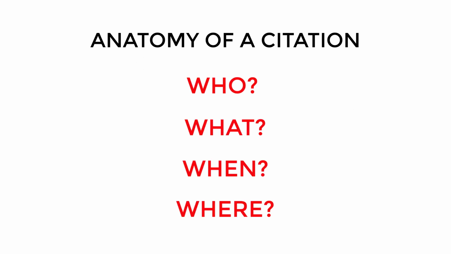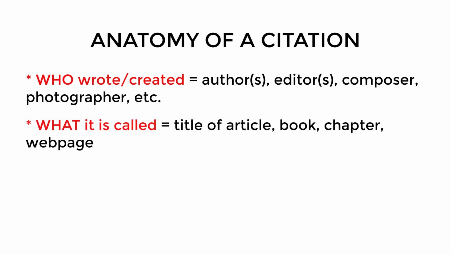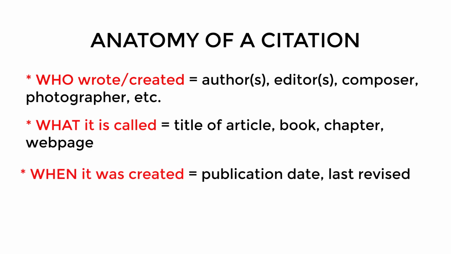There are many different citation styles, but regardless of how each style differs, all citations attempt to answer the who, what, when, and where about a given source. Who refers to who wrote or created the source, meaning the authors, editors, or other creators such as a photographer. What is the information source called refers to the title of the source, whether it be a book title, article title, or a web page. When was it created would typically refer to the publication date, but could, in the case of a web page, refer to the last revised date.